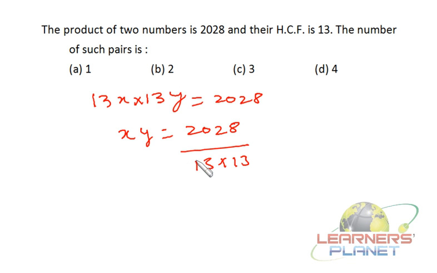Now what will we be getting? 13 ones are 13, 13 fives are 65, further we are getting 13 sixes are 78. Okay. Now further it's 13 into 12. So the product of x and y must be 12. Okay friends. Now we have to choose the numbers which are making the product as 12.